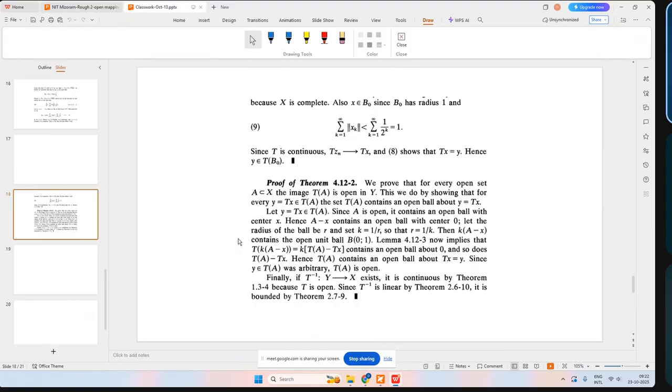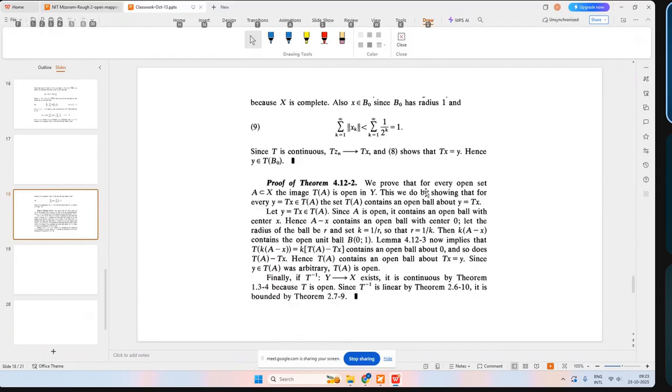Now we prove that for every open set A contained in X, TA is an open set in Y. That is, we want to show the map T is an open map given that T is an onto map. What does it mean? You take any open set A in X and we want to show TA is open. That's the thing that we have to show.